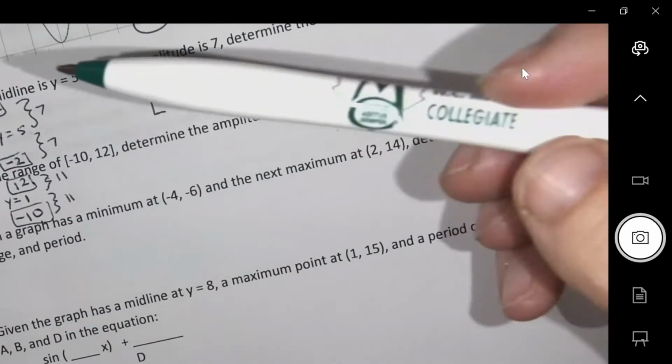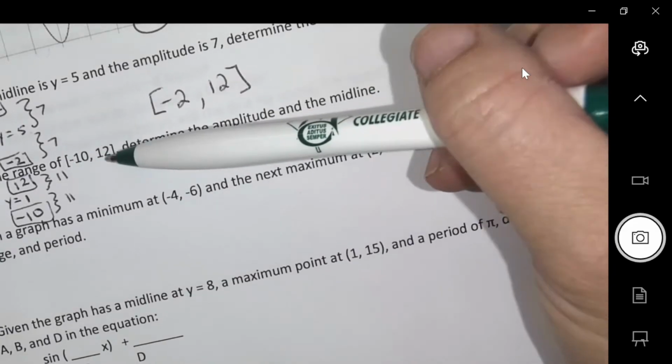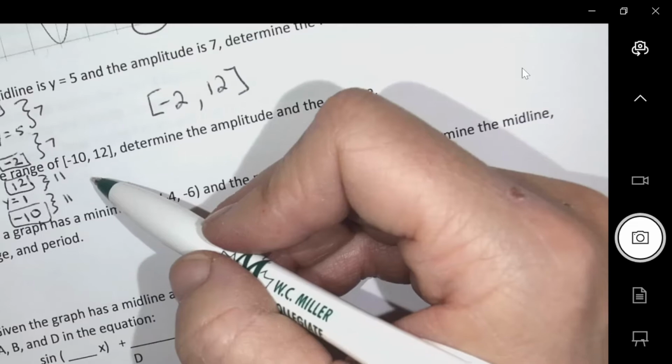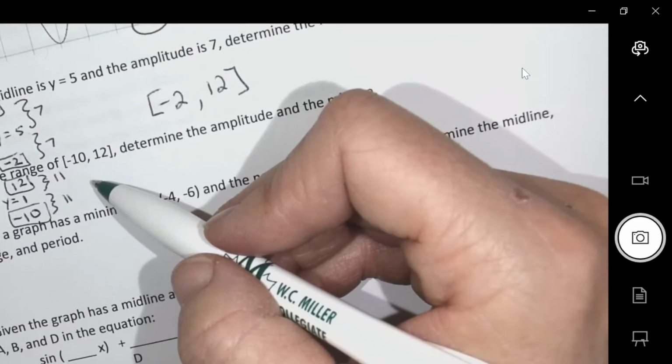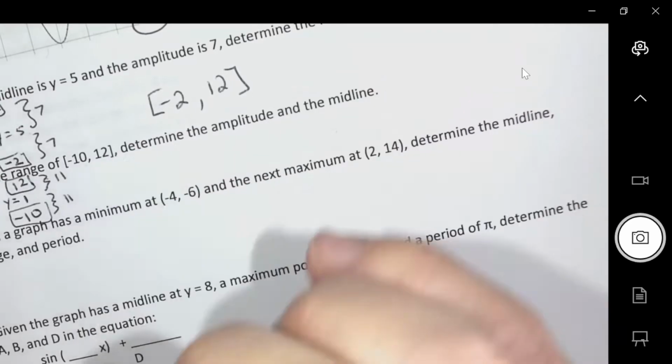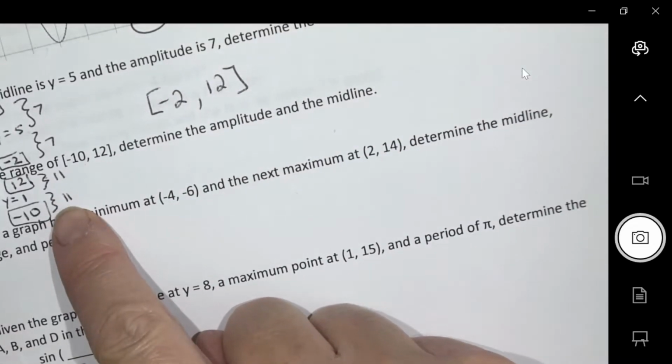Okay, I also could have done this. These values on my range are 22 apart from each other. Okay, and now I know my amplitude is 11. If those are 22 apart, my amplitude is 11.